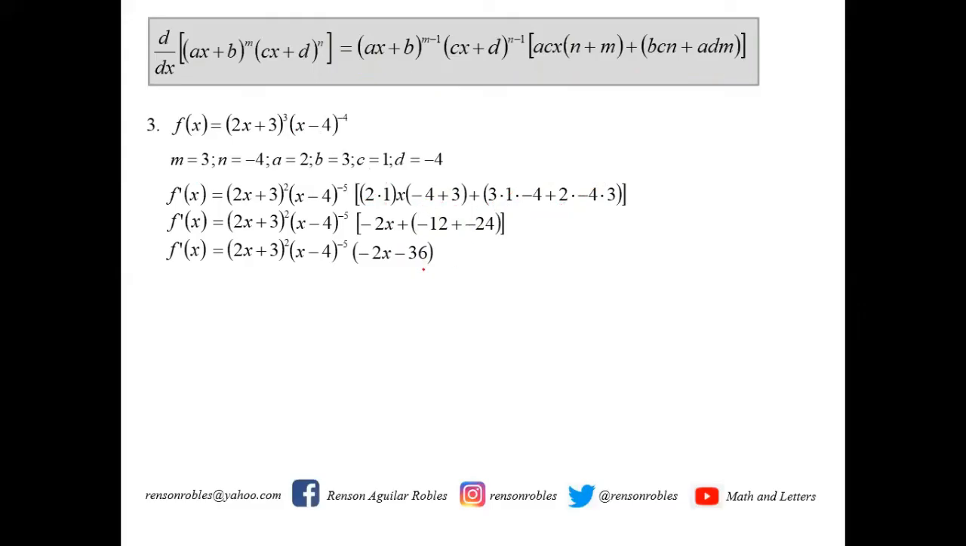is negative 36. And then by common monomial factor again, we shall factor out negative 2 from here. And then we shall have negative 2 times the quantity 2x plus 3 squared times x minus 4 to the negative 5 times x plus 18, which I believe is the same answer from our previous method.